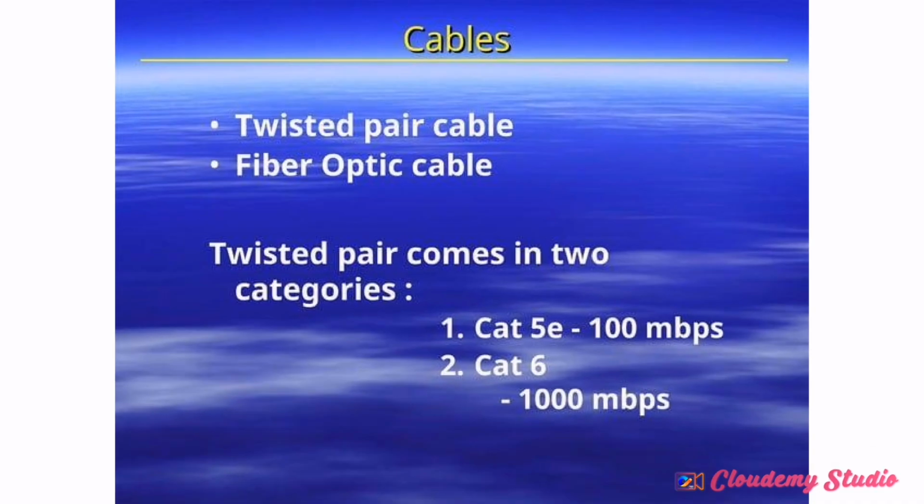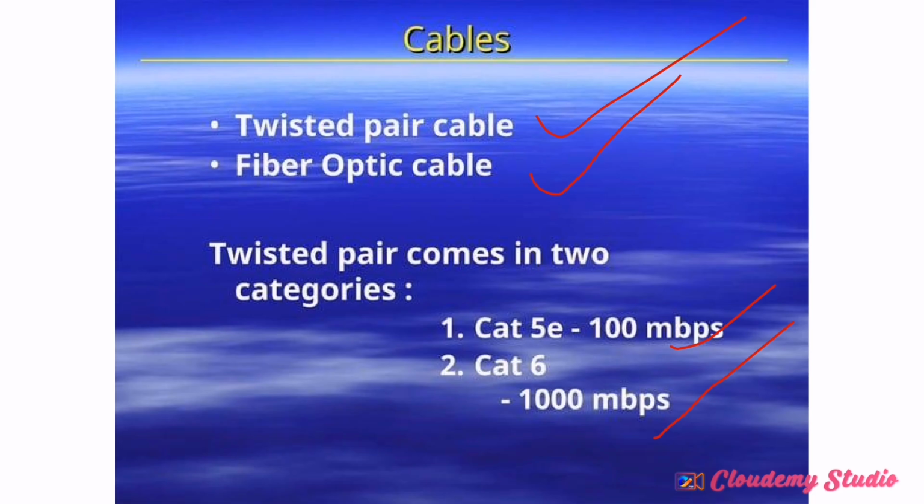Okay, so here we have cables. We have twisted pair cable, we have fiber optic cables. Twisted pair cable comes in 2 categories. We have Cat 5, which is 100 Mbps, that is the speed. Then we have Cat 6, that is 1000 Mbps, that is the speed. Okay, so take note that twisted pair cables come in 2 categories, Cat 6 and Cat 5.